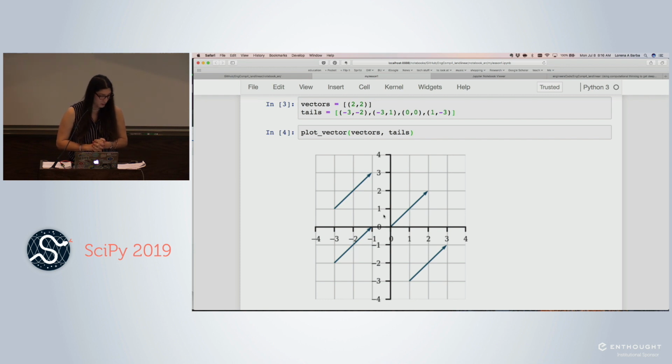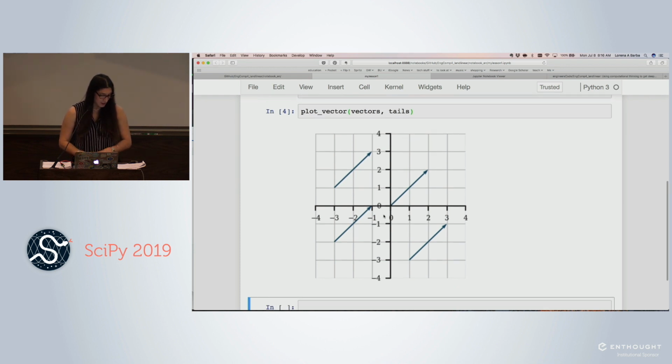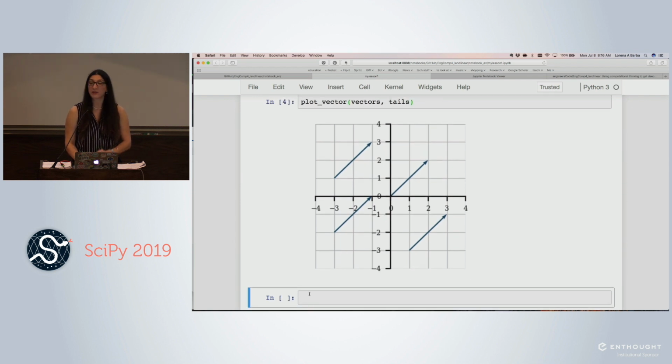So let me stop for just 1 minute and give you a little exercise. Just create, in a new code cell, your own list of vectors and create a list of tails and plot them at your will. Let me give you 10 seconds to do that.